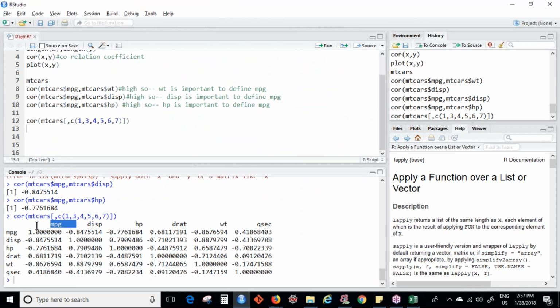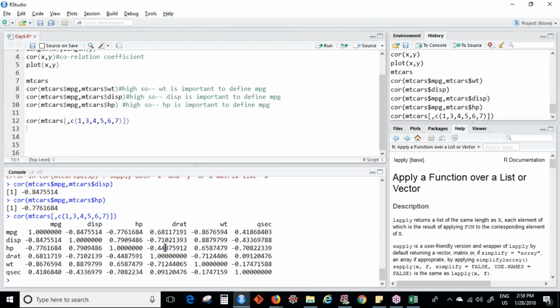Okay. So now I have found the correlation between all these variables. I have selected the particular columns using indexing. So you already know what is indexing, and this is what I get. See, miles per gallon with miles per gallon has a correlation of perfect 1. So all these diagonal elements will be 1 because they are the same variable with itself. Now correlation of displacement with miles per gallon is minus 0.84. Correlation of horsepower with miles per gallon is minus 0.77. Of D ratio with miles per gallon is this. Of weight with miles per gallon is this. And of Qsec with miles per gallon is this.